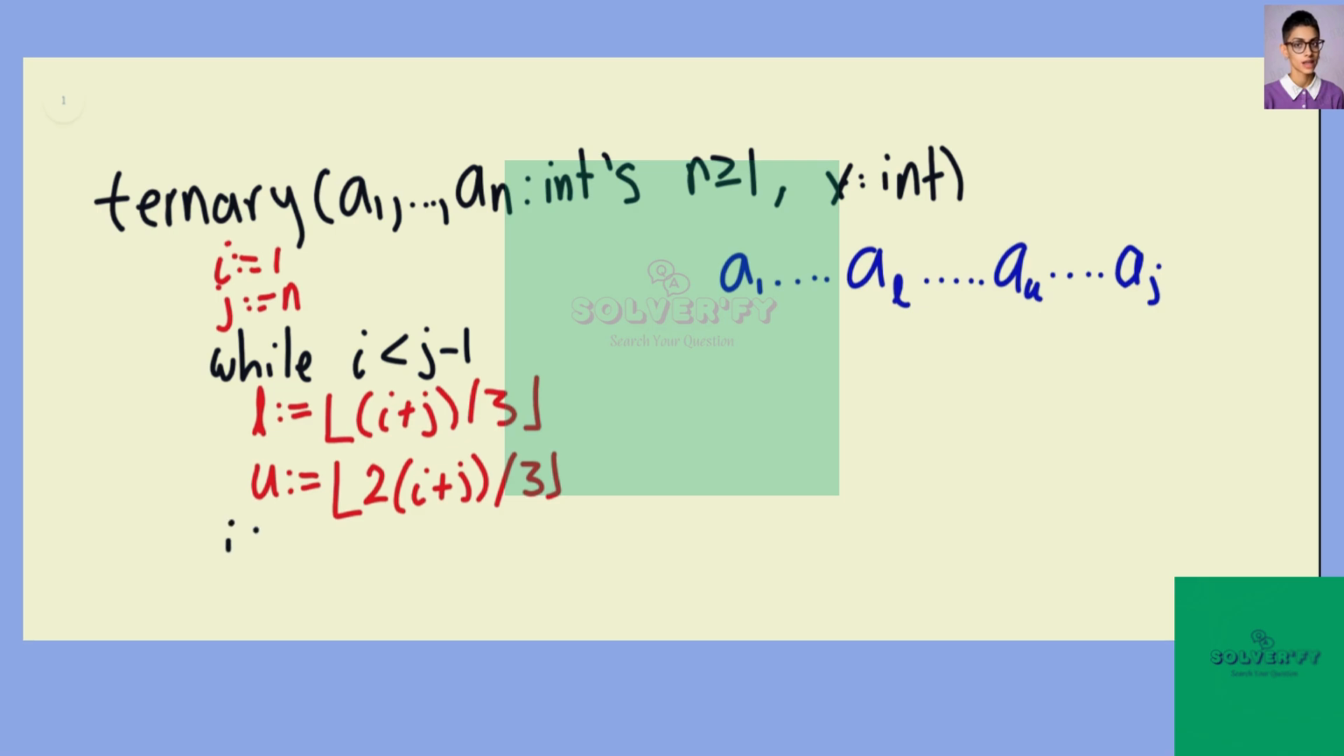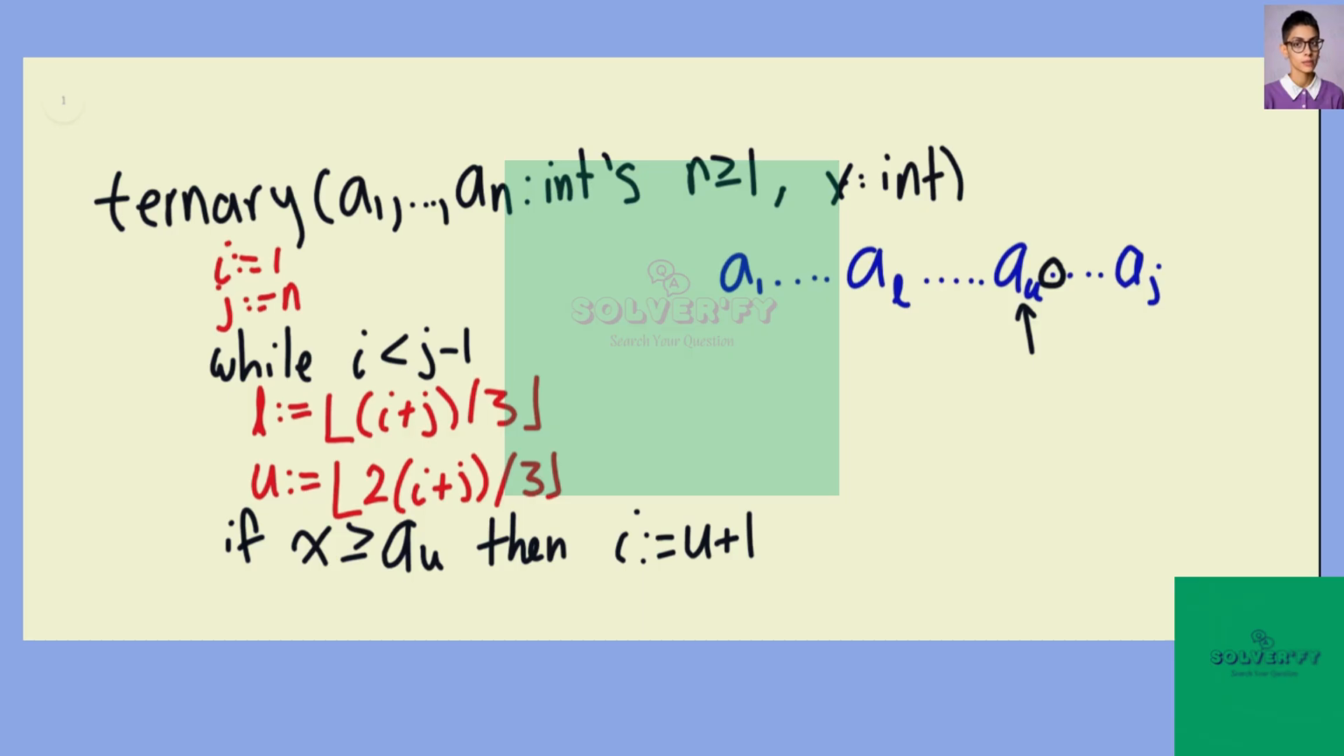So let's say if x is greater than or equal to a sub u, then we'll set our left interval, our i, equal to 1 past that. So then we'll say u plus 1. So basically, if x is larger than this element, then we're going to start our search at the next element.